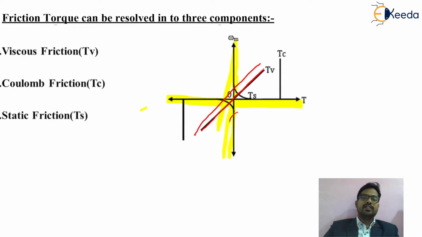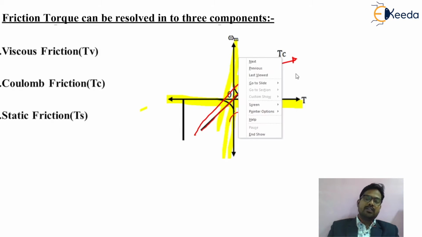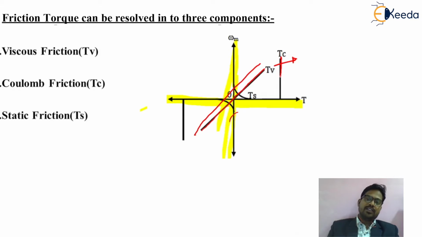This is called TV, the viscous friction torque. This will be the straight line. The second type of torque, which will be constant, is called TC. TC is called the Coulomb friction.